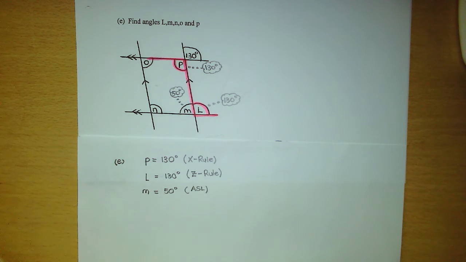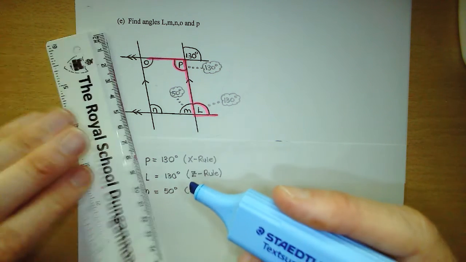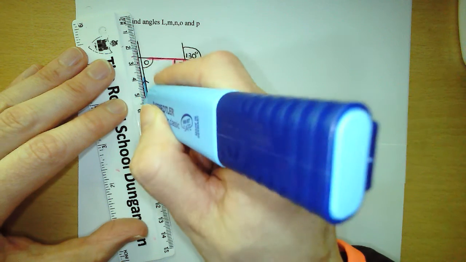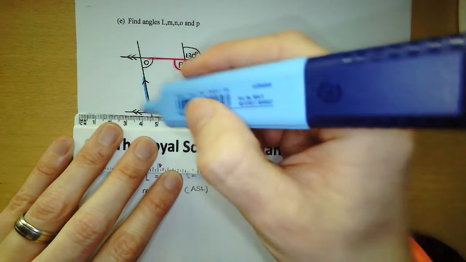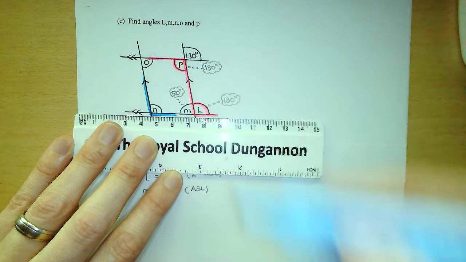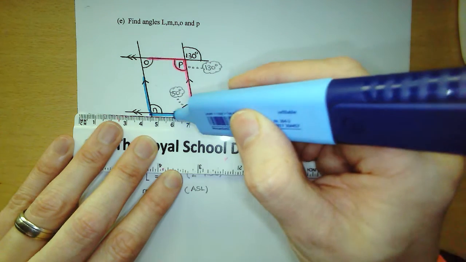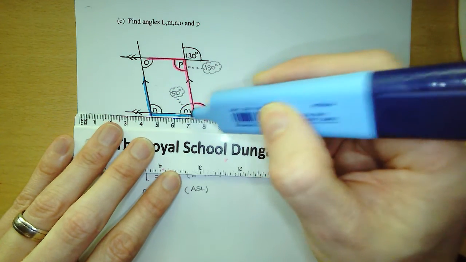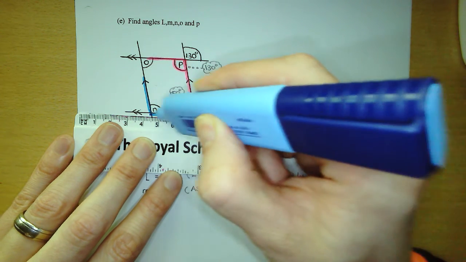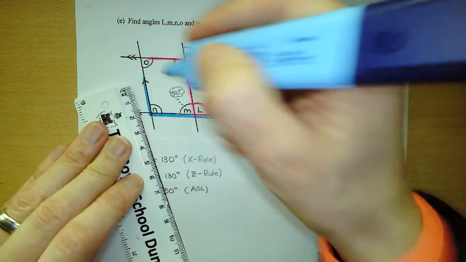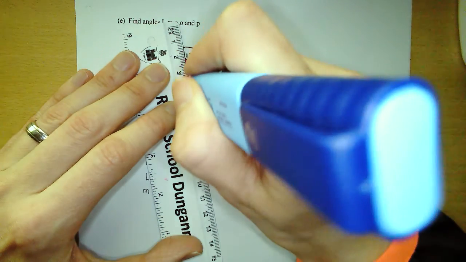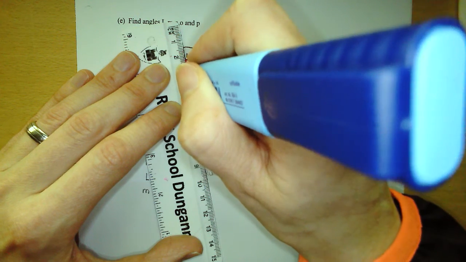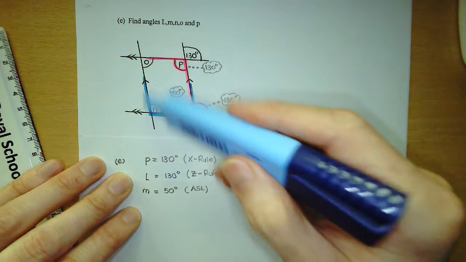And in order to do that, I'm going to trace over the two lines that angle N lies between. So I'm going to trace over that line and then trace over this line. So that's going to form part of our F. I'm going to draw the blue line on a bit further. Like that. And then I'm going to trace over this other line to complete our letter F. Like that. So we've got our letter F.